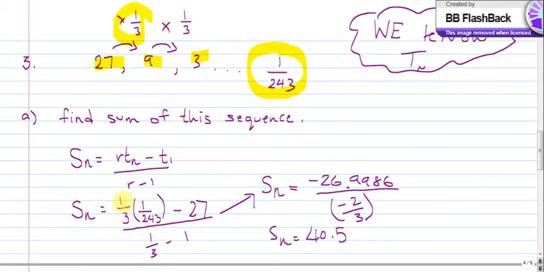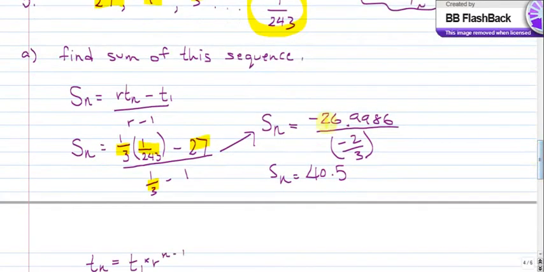We know that the ratio is 1/3, so 1/3 times the last term, which is 1 over 243. Subtract our first term, which is 27. All over the ratio, which is again 1/3, subtract 1. So you get negative 26.9986 all over negative 2/3 for a final answer of 40.5 as the sum of the terms.